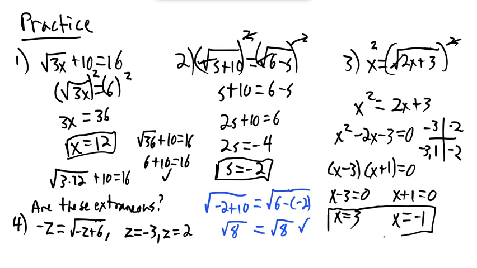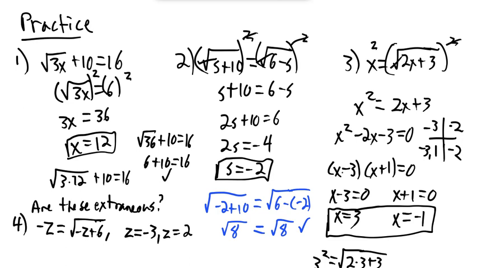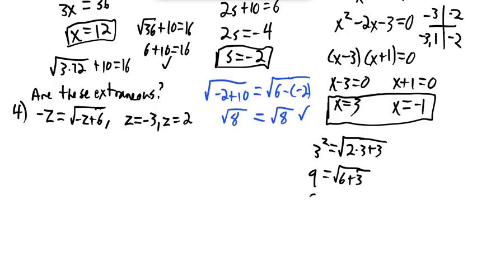Remember, we are not done, even though this problem is extra long. Now we have to check these. So now we have to see whether 3 squared is equal to the square root of 2 times 3 plus 3. So is 9 equal to the square root of 6 plus 3? Did I do that right? I did. So is 9 equal to the square root of 9? That is not true. So that is not a correct answer.